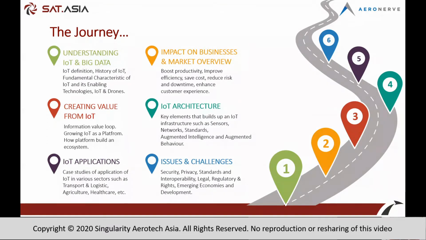The first module will be talking about understanding of IoT and big data. Basically, to get you up to speed on some of the terms, so that when you talk to people, at least you will be able to make sense of what they're saying. I have to say that when I first got into IoT, it was very, very confusing for me. And a lot of the terms are something that I had to learn along the way.